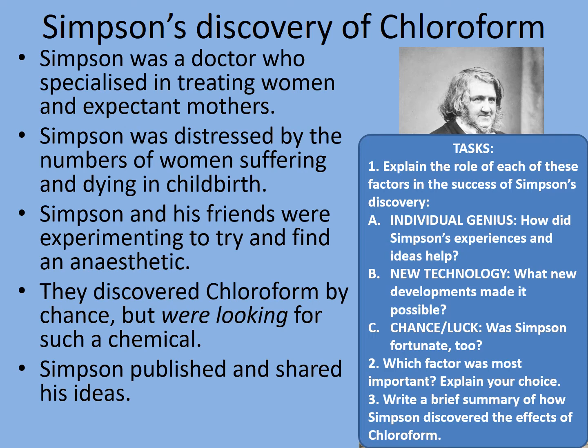Okay, hopefully we've recognised the role of individual genius here. Simpson not only recognised the importance of what he had discovered, but he was looking for it. And this was very much linked to his own experience as a doctor who worked with expectant mothers and was distressed to see how many of them died. What about new technology? Well, the development of new chemicals like chloroform allowed Simpson to try out these new things. These are advancements in chemistry. But he was slightly fortunate as well. Although Simpson was looking for such a solution, there was no telling that he would find chloroform was effective, which he did. So which is most important? I'll leave that up to you.